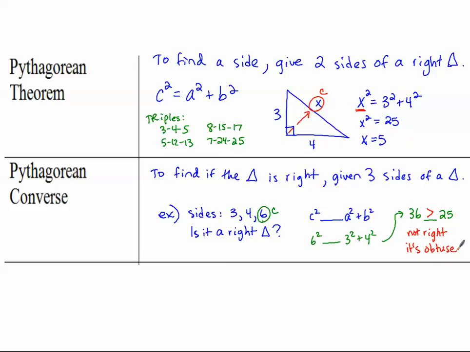When it's greater, it's obtuse. If it's less than, it's acute. And if it's equal, then it's right. Greater than for obtuse, less than acute, equals is right. That's the main thing that we have to look out for, and we'll be asked to figure out if it's a right triangle.